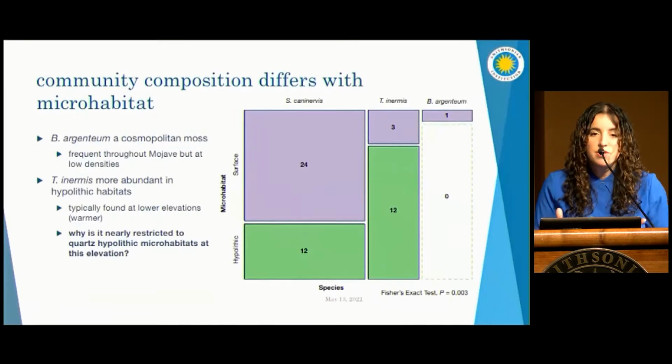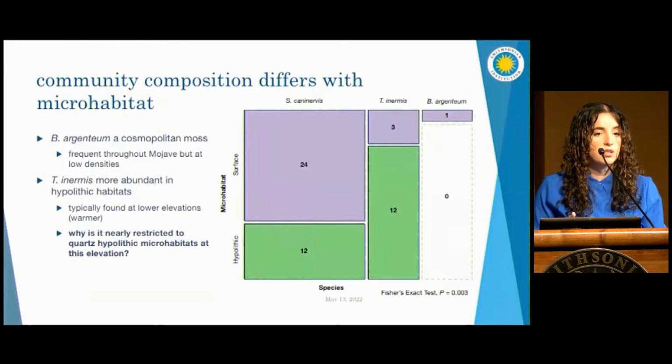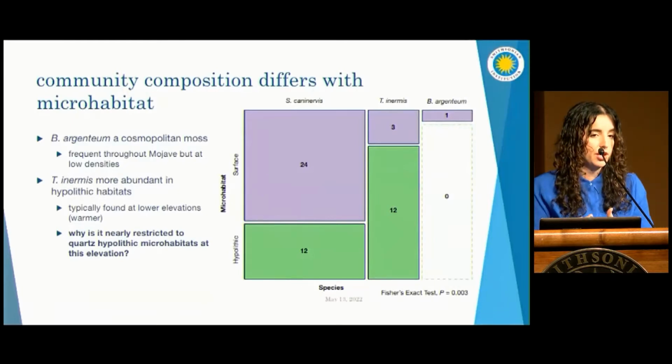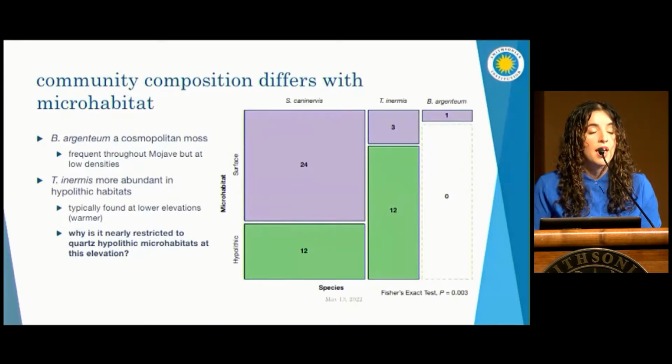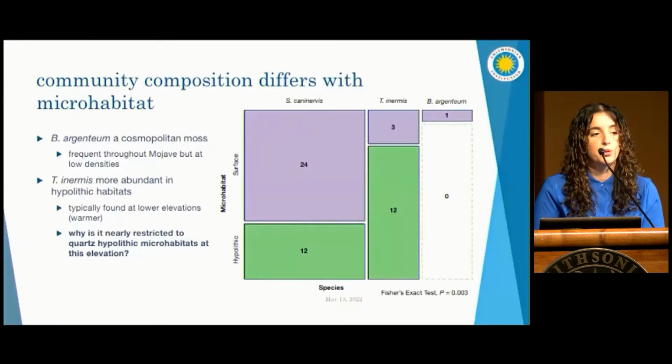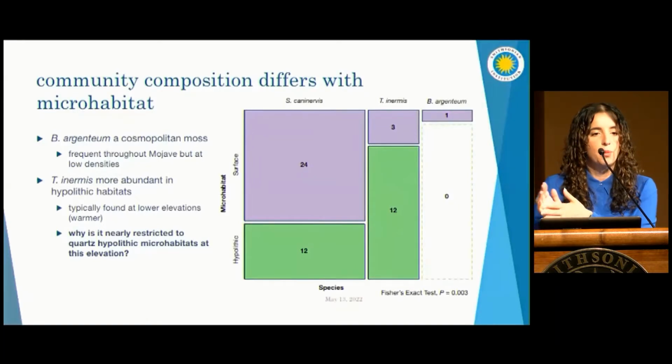So this Tortula inermis situation was surprising because this species is known to occur in lower elevations in the Mojave, which in the desert, lower means hotter and drier. And here we find it up the mountain, seems to be hiding out in these hypolithic spaces, which I first assumed would be cooler and a protection from the sun. So it didn't really make sense why we would find this plant apparently adapted to drier conditions and hotter conditions, kind of taking refuge at this elevation.